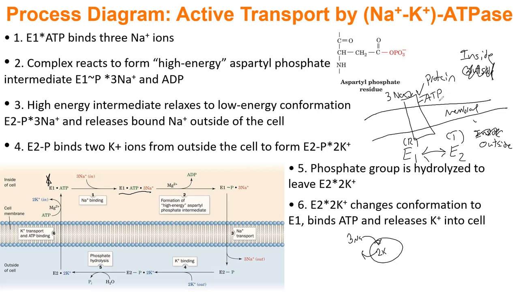And once the sodiums bind, our ATP hydrolyzes to go to ADP plus Pi. Pi is inorganic phosphate. It's just a phosphate molecule that's been broken off of ATP. So we have ADP plus phosphate. The ADP is dissociated and instead a phosphate is bound to our protein.